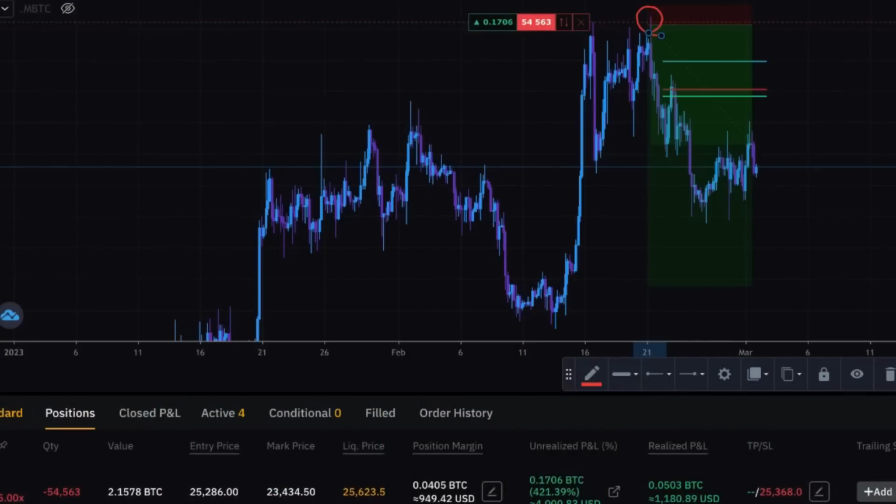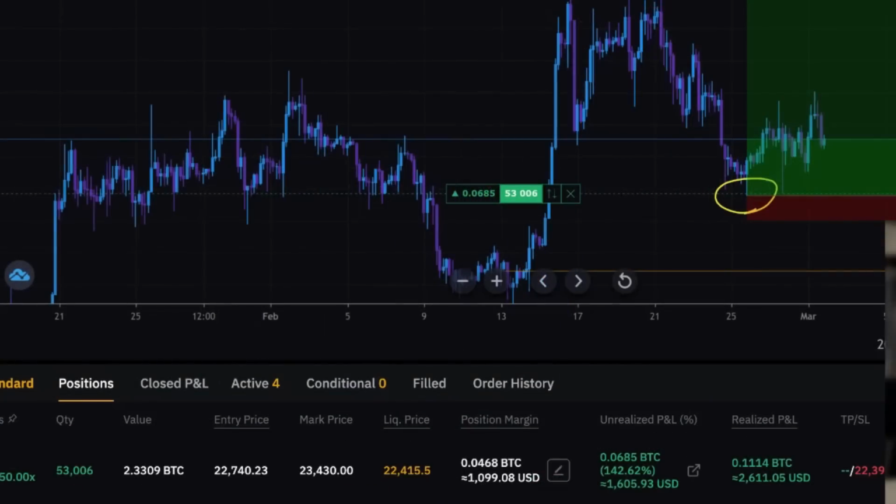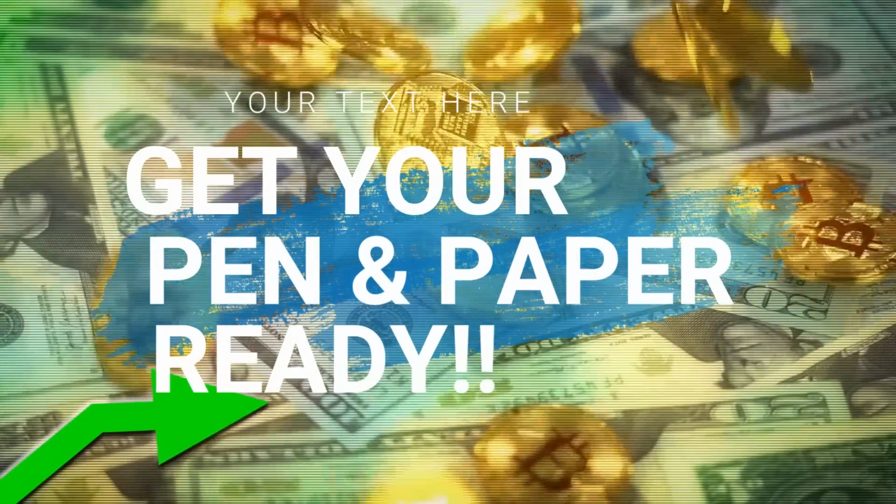This is a stripped down version of the exact strategy that I used to take the short trade from the exact high on Bitcoin right here and take the long trade from the exact low right here. So I'm going to be walking you through this step by step. So this is what you are going to do.